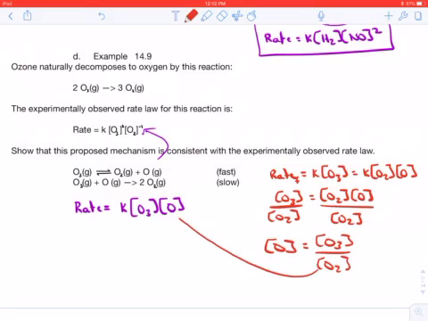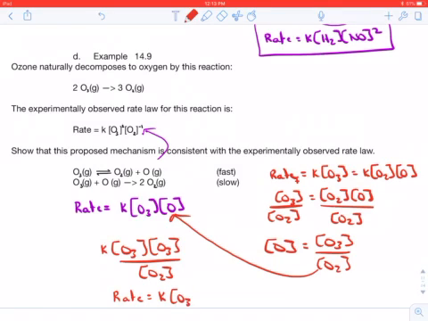And so we can just plug this in right there, and that gives us K times O3 times the concentration of O3 over the concentration of O2, which is the same as rate equals K times the concentration of O3 squared times the concentration of O2 to the -1.